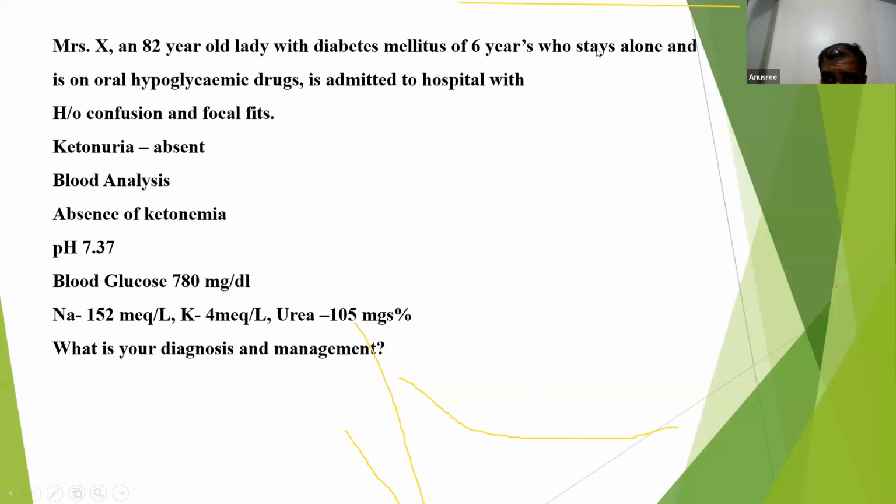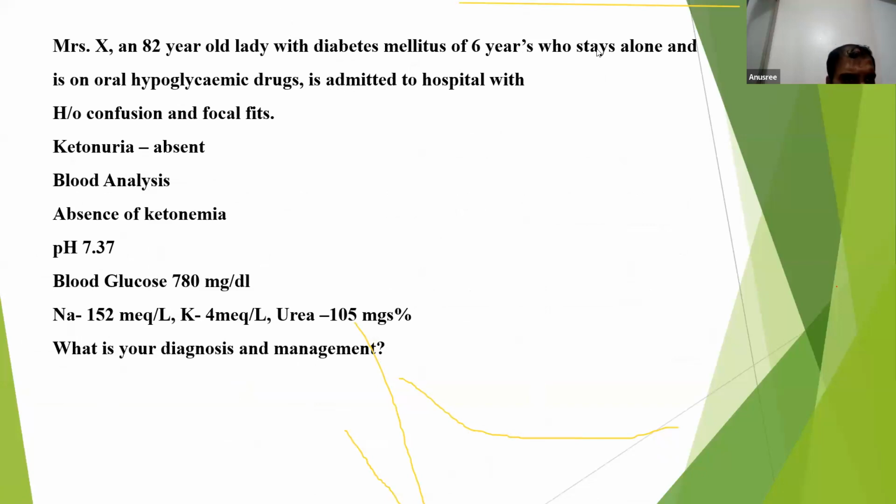Okay, that's a brief discussion on diabetic ketoacidosis. This is an 82-year-old lady who's staying alone and is on OHA. She has been admitted to your hospital with a history of confusion, fits, and her glucose values are very high, 780.